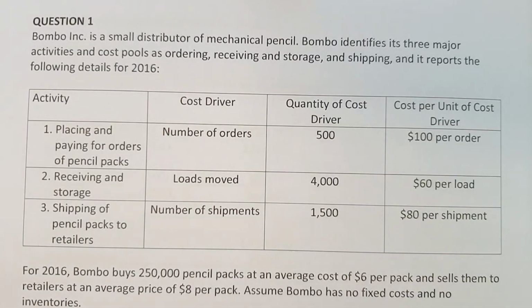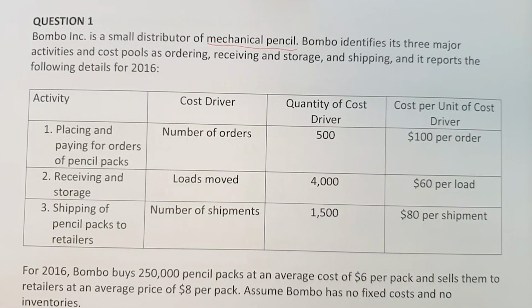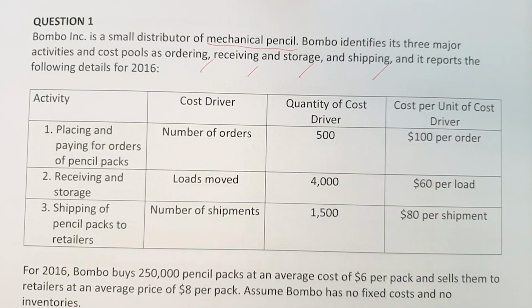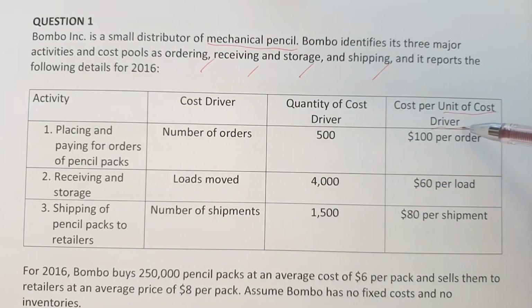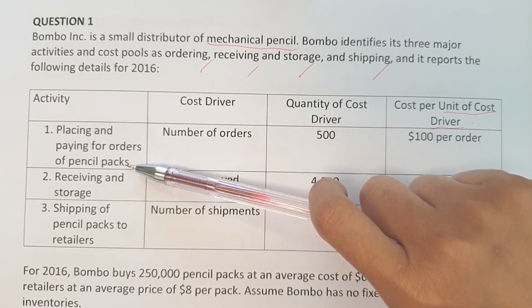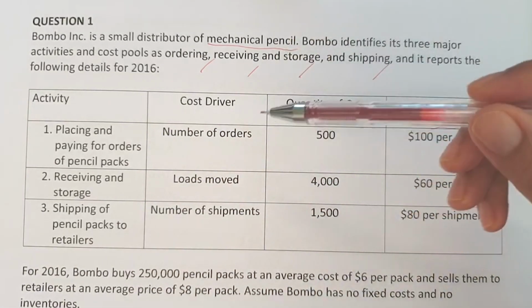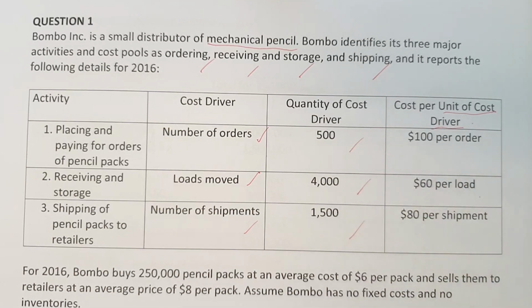Alright, now we look at question 1. Bombo Incorporation is a small distributor of mechanical pencils. Bombo identifies its 3 major activities and cost pools as ordering, receiving and storage, and shipping. It reports the following details for 2016. They have an activity, a cost driver, quantity of cost driver, and cost per unit of cost driver. For activity: placing and paying for orders for pencils, receiving and storage, and shipping of pencil packs to retailers. Cost drivers comprise the number of orders, loads moved, and number of shipments. Quantity of cost drivers are 500, 4,000, and 1,500, and cost per unit of cost driver are 100 per order, 60 per load, and 80 per shipment.